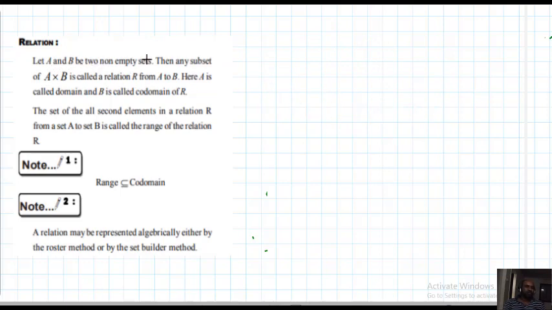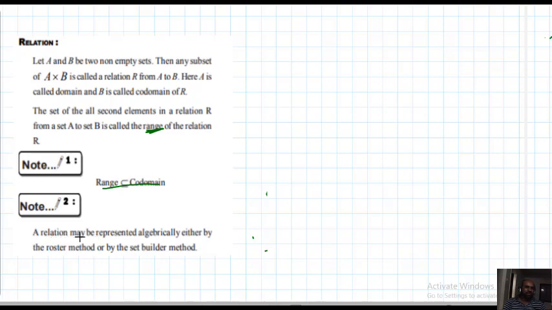A and B are two non-empty sets. Then any subset of A cross B is a relation from A to B. A is called the domain and B is called the codomain of the relation. The set of all second elements in R is called the range. So clearly range is a subset of codomain.